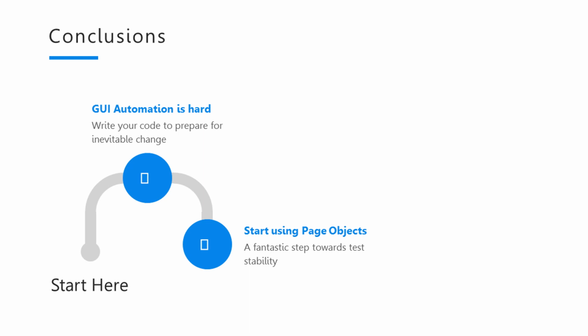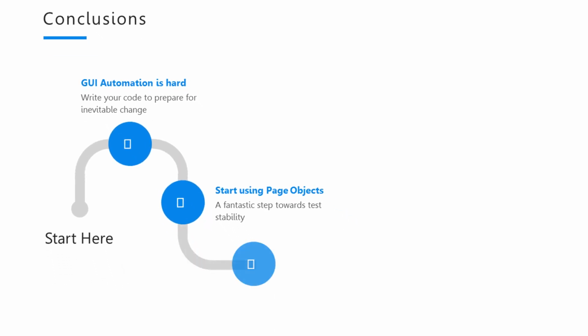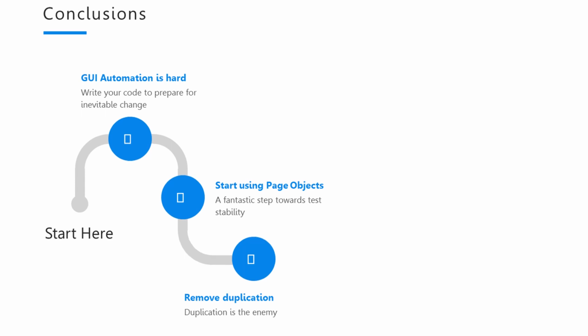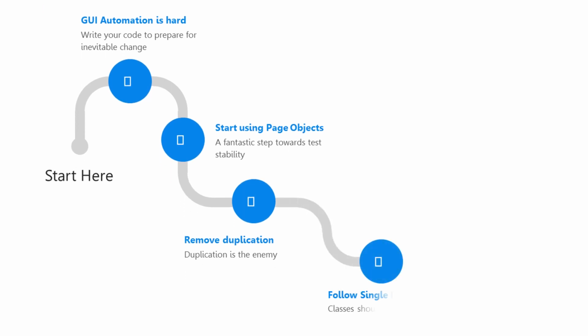Furthermore, page objects even make your tests more readable so that anybody who is reading your tests can actually understand what's going on inside of them. Then you learned that you need to remove duplication. Duplication is the enemy, and that's why page objects are so efficient in what they do, because they allow us to remove a lot of duplication, abstract it out into a page object, and then utilize that page object all throughout our tests.